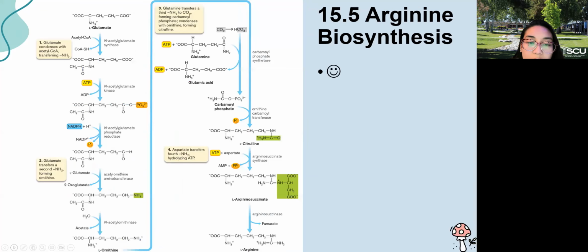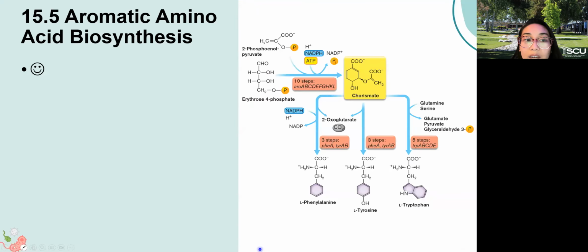And then for arginine biosynthesis, you really just need to know that it starts with glutamate and eventually gets to arginine. And then for the aromatic amino acids, those are going to be your phenylalanine, tyrosine, and tryptophan, it starts out with essentially phosphoenolpyruvate and erythrose 4-phosphate, which this one specifically is produced by the pentose phosphate pathway. And so that's the unique thing there. As you can see, there are a lot of steps that they're skipping.